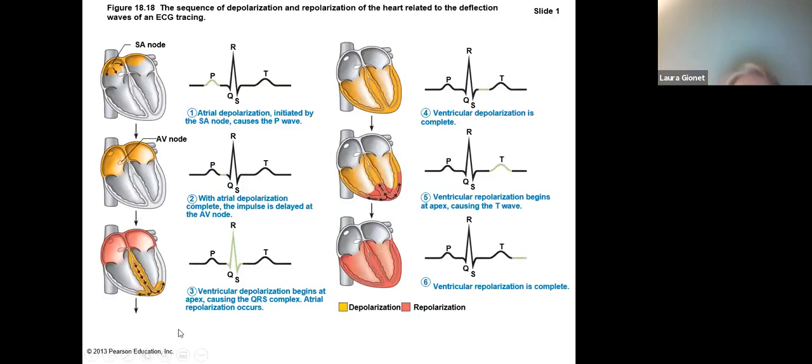So I like this picture because it helps you visually see what's happening and where the impulse is traveling through what area of the heart and producing what portion of that wave. So it starts with atrial depolarization. You can see the impulse spreading from the SA node across the walls of the right and left atria, and that represents the little green P area there on the EKG next to it.